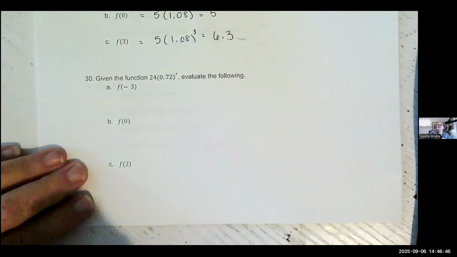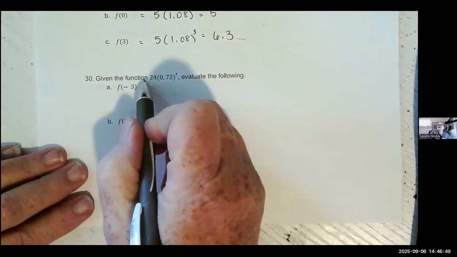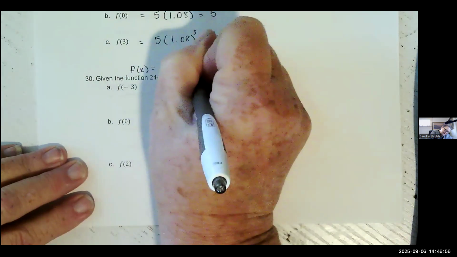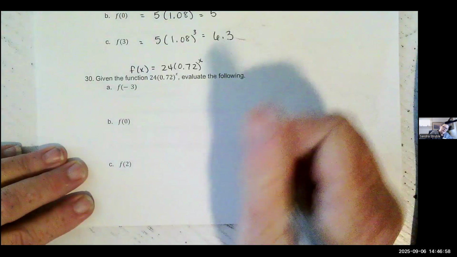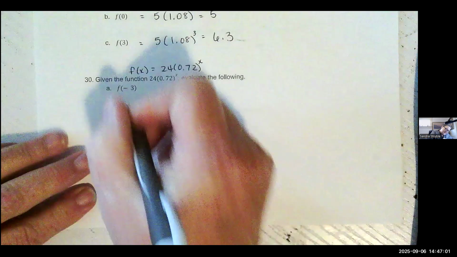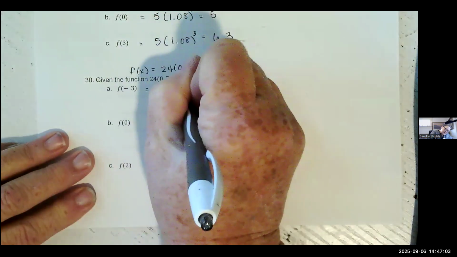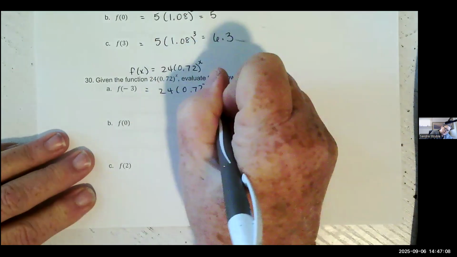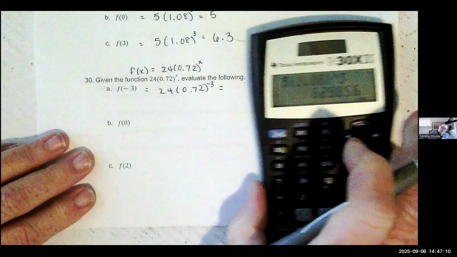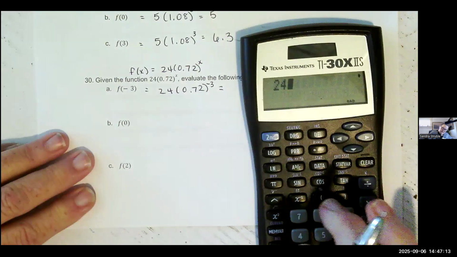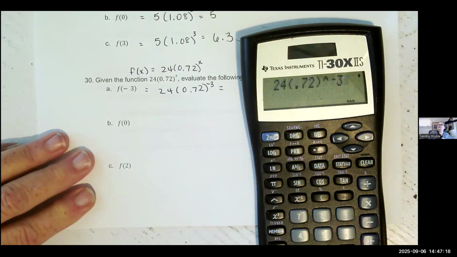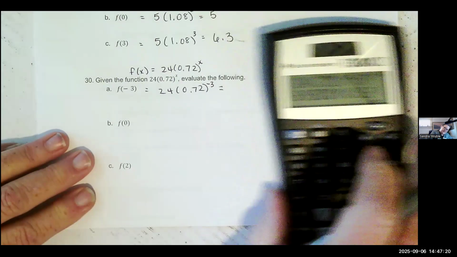I want you to do the next one. Unfortunately, this should have said f of x is equal to this. So this should say f of x is equal to 24, 0.72 to the x. So you're going to do the same thing. 24, 0.72, and you're going to put the power of -3. Write down your number. 24.72 power -3 equals 64.3.